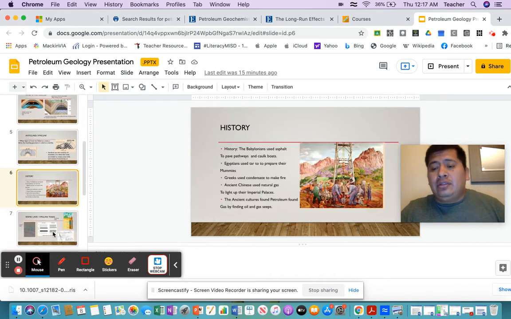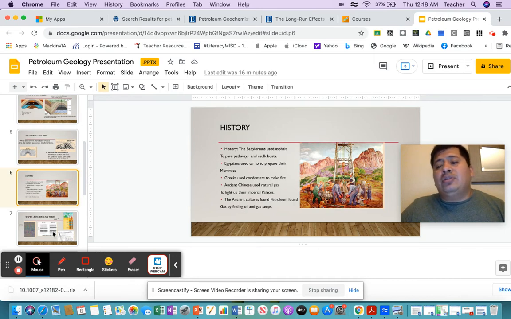So next, I want to present a little history on petroleum. Petroleum has been here for many years before we even found how to exploit its benefits for present day. Babylonians used asphalt for pathways and to caulk boats, and protecting a boat from water is probably one of the most important things. These people found a way to use tars from the earth to create barriers.